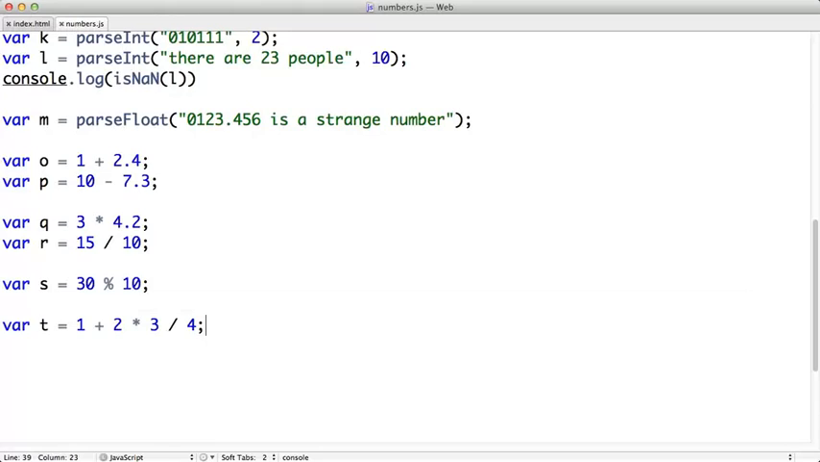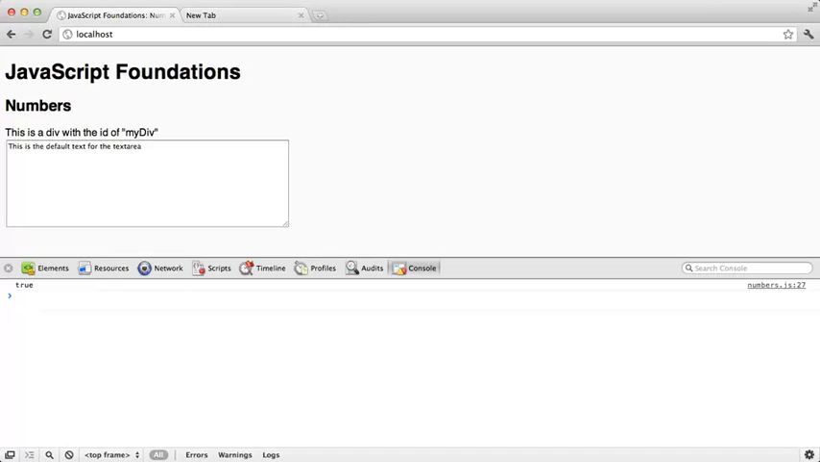Now, what if we wanted, for instance, 1 plus 2 to be calculated before the multiplication and the division? Just like in normal arithmetic, we can use parentheses to group them. Parentheses will always be evaluated before any other operators. So if we wanted 1 plus 2 to be evaluated first, we can simply wrap the sub-expression 1 plus 2 in parentheses. Now 1 plus 2, which will be 3, will be multiplied times 3, and then divided by 4. So the result will be 9 divided by 4, and if we check, we get 2.25, which is 9 divided by 4.